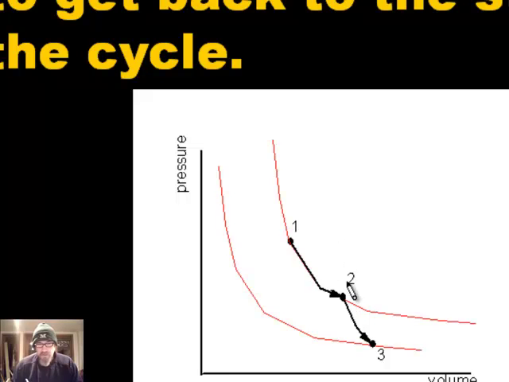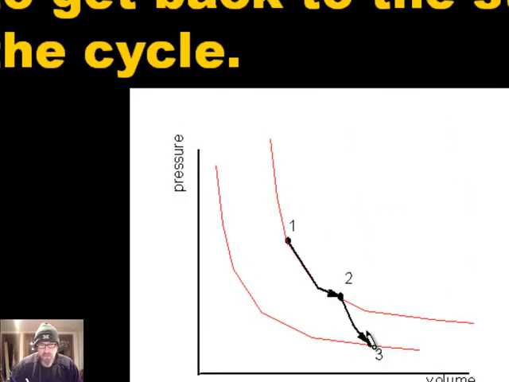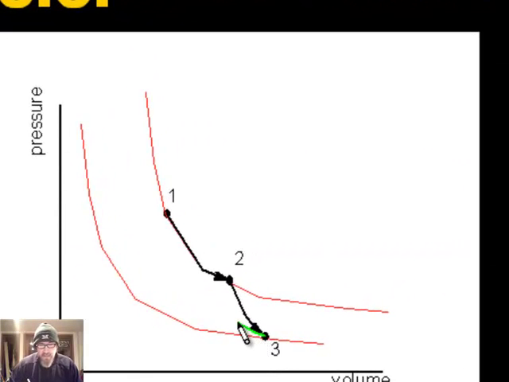We've now done an isothermal expansion, then an adiabatic expansion. Somehow we've got to get back to the original starting point. Here's one possibility. What if we just did an adiabatic compression and went straight back up to our starting point and had that be our cycle, 1 to 2 to 3 back to 1?